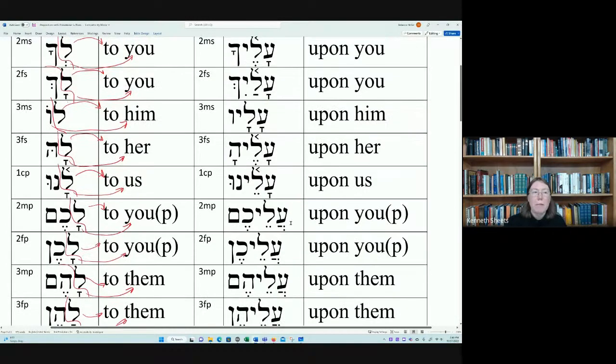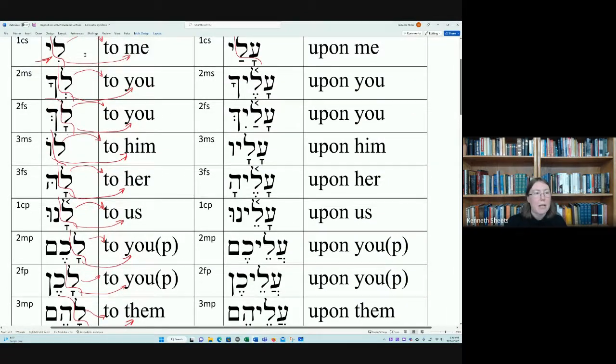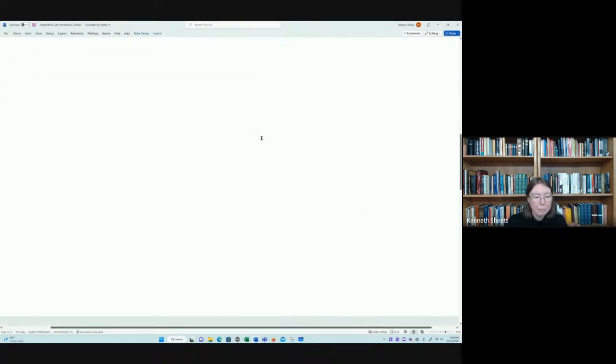So just be mindful that there are some prepositions that take the pronominal suffixes in the form that they take on singular nouns, others in the form that they take when they're on plural nouns. So that's just one of those things.